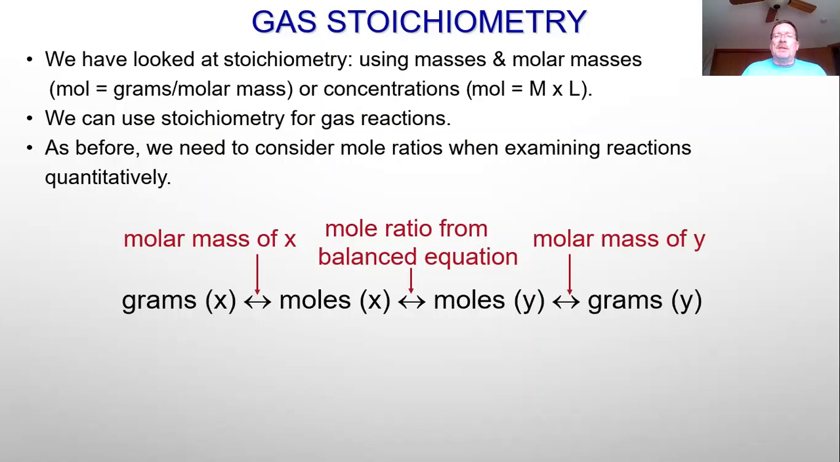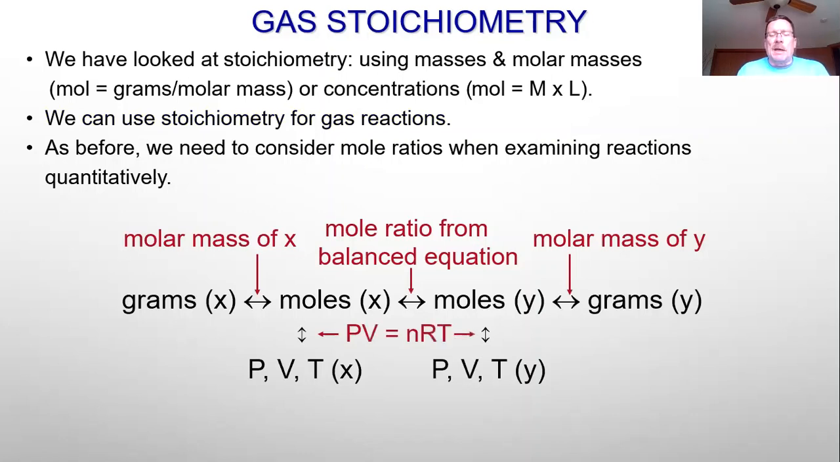And then this only changed with solutions, because then to go from moles to grams, we just multiplied the molarity times the liters. What comes in now is the ideal gas law. Okay. And so how I get to those moles is if I know the pressure, the volume, and the temperature, and of course I always know the ideal gas constant, then I can always find the moles. So I can find the moles of X with the ideal gas law, use the mole ratio, and then find the moles of Y and whatever I might need to. And you're going to see a few examples.